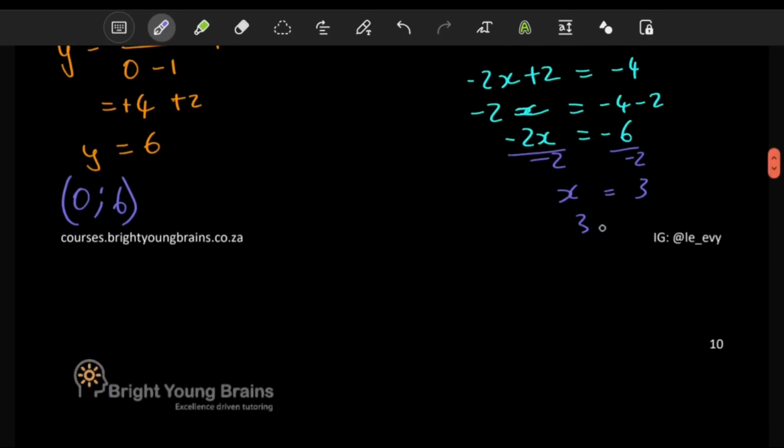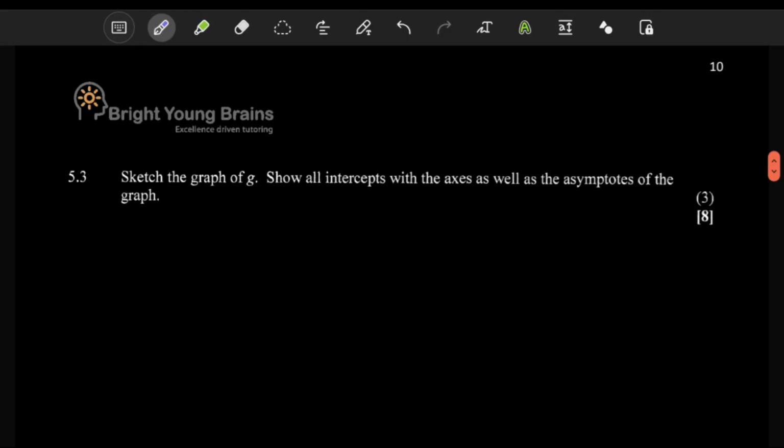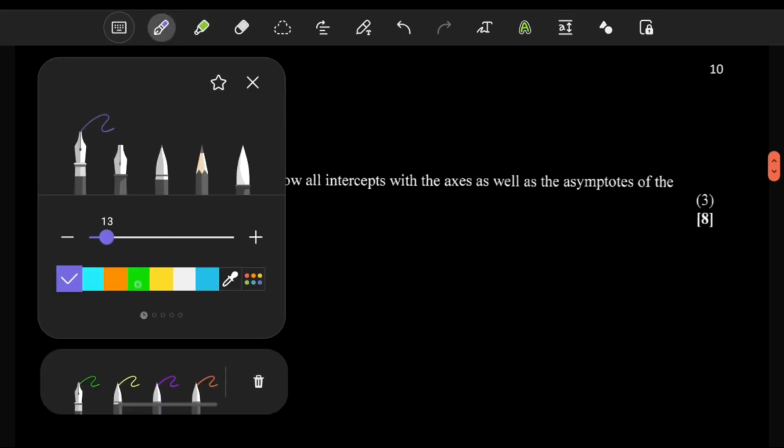Here, the x value is 3, but then the y value is 0. So always try to leave those as coordinates just so that you can be safe. You know what I am saying. So let's move on. For 3 marks here, they want us to sketch the graph.